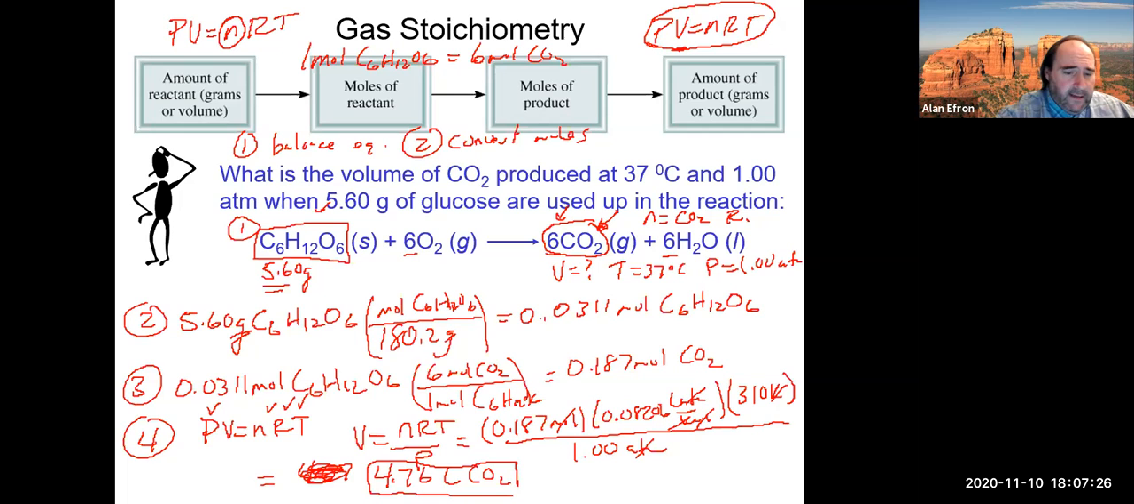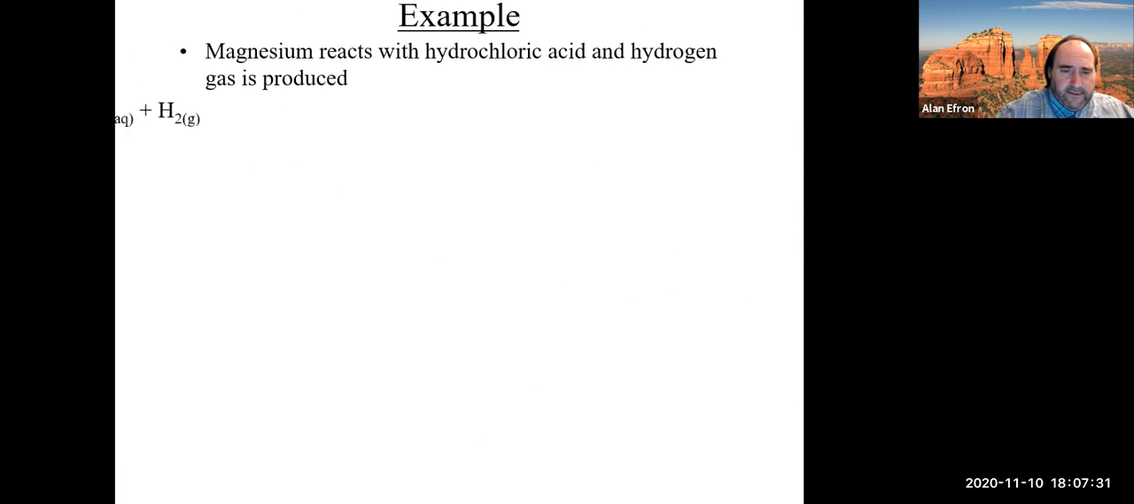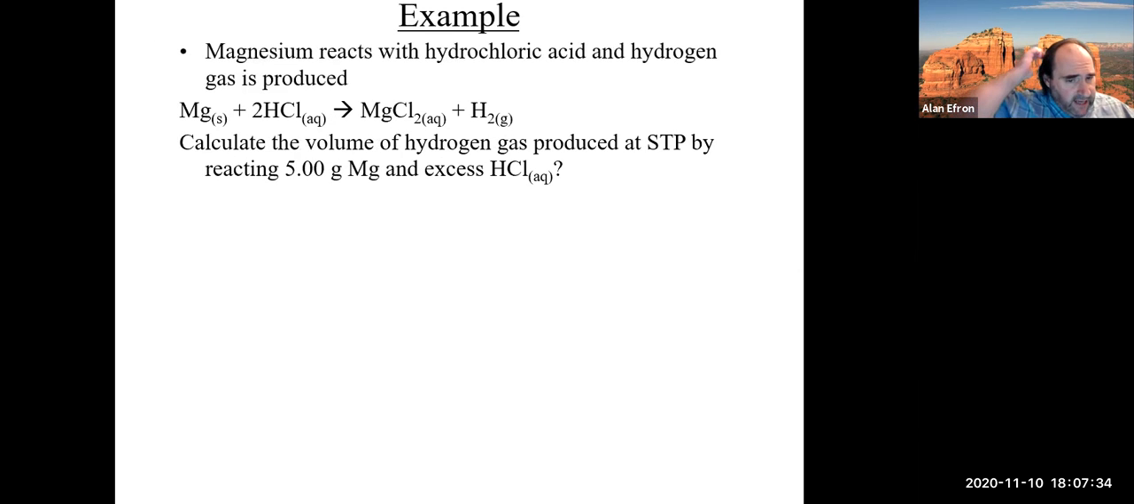Okay. All right, so why don't you try one here? In this particular reaction, calculate the volume of hydrogen gas that's produced at STP when we react 5 grams of magnesium with excess HCl. Magnesium from the periodic table, 24.31 grams per mole. All right, take a couple minutes, see what you come up with. We're looking for the volume of hydrogen gas being produced in this reaction.